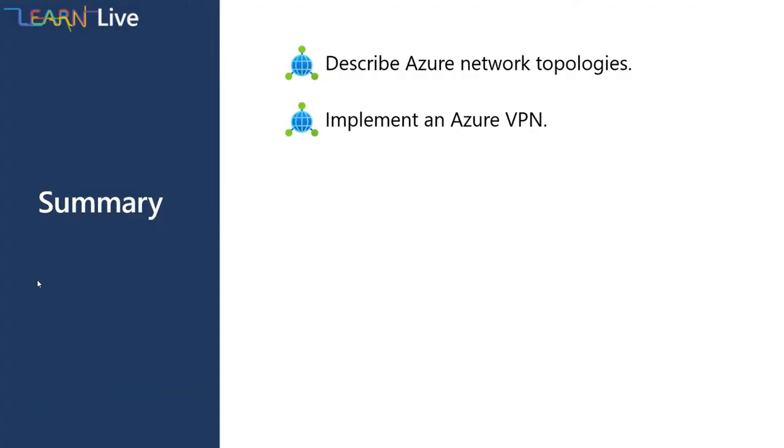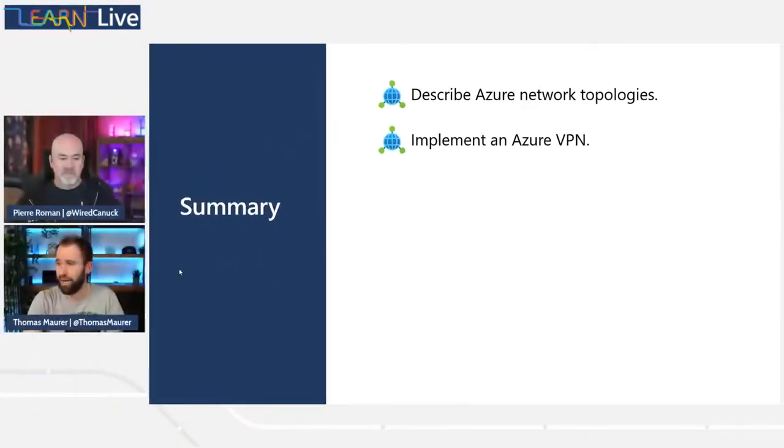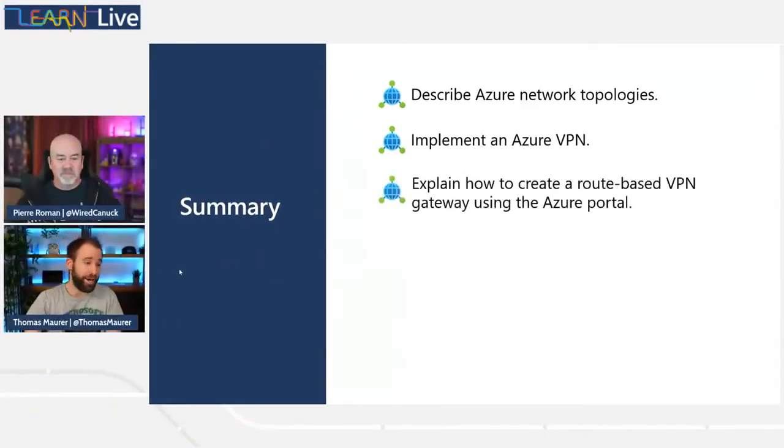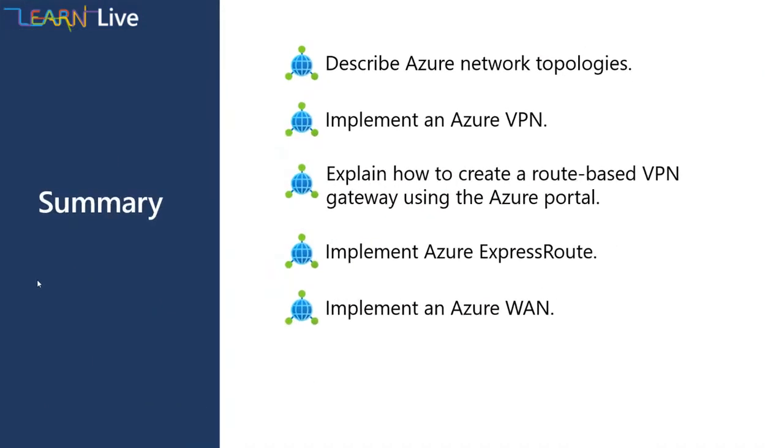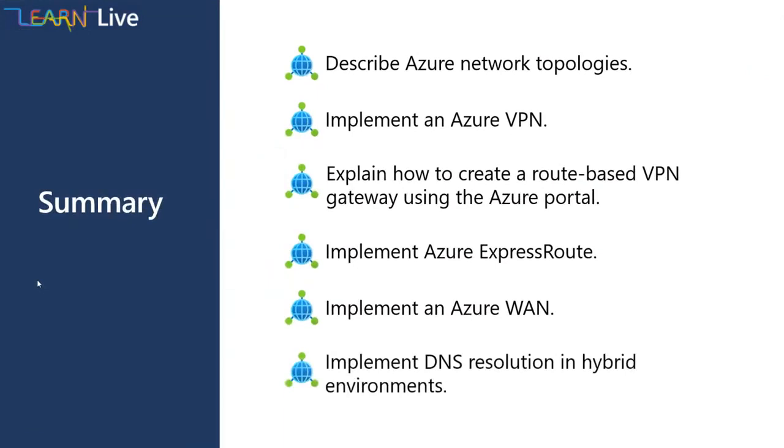And then we have implement. We talked about implementing Azure VPN, how you can connect that virtual private network. Pierre very nicely explained when and how to use a route-based VPN gateway in the Azure portal. Again, if you want to watch the video, it's in the Learn module as well. We talked about how and why you would implement Azure ExpressRoute. We talked about implementing Azure Virtual WAN, how that works and what the benefits are. And last but not least, as part of the Learn module, we implemented DNS resolution in a hybrid environment.